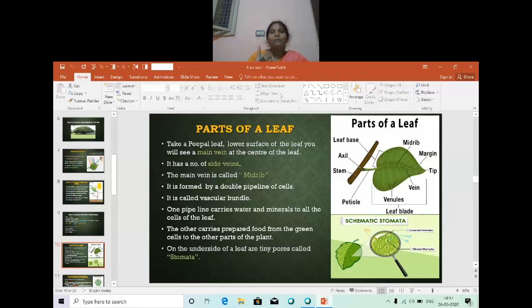Xylem helps to transfer water and minerals from the soil to other parts of the plant. Phloem helps to transfer the food. Where is the food prepared? In the leaf. So phloem transfers the food material from the leaf to the other parts of the plant. This is done with the help of the vascular bundle.